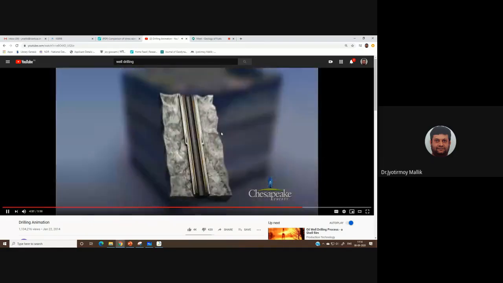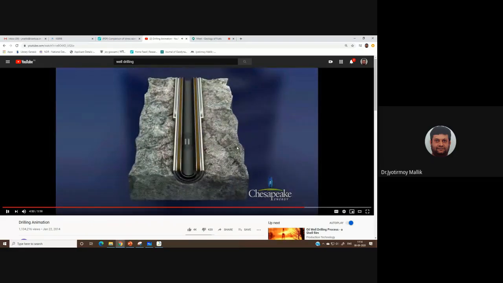So now you have drilled this whole well. If you look at it, it looks like a telescope. Okay, suppose this is my production casing, and this is my intermediate casing, and this is my surface casing. And you can see here, of course, the intermediate spaces are filled with cement.